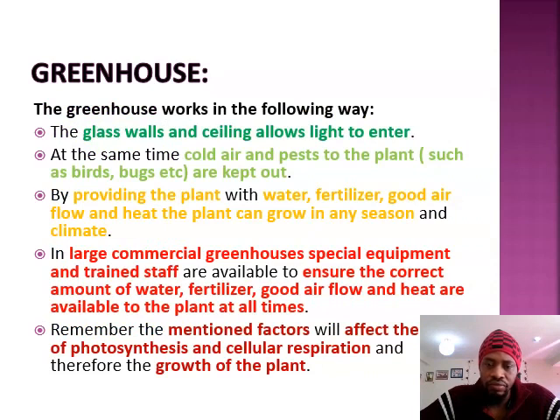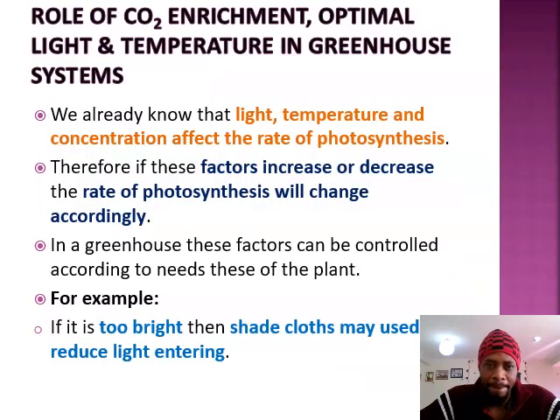So, in commercial greenhouses, we have the employment of special trained staff so that they can always ensure that the correct amount of water, correct fertilizers, good airflow, and heat are available to plants at all times. Okay, that's how greenhouses are. You can control the environment. Okay, these are the ways that you can control. If it's too bright, you can use close to shade to reduce the amount of light, and you can control so many things inside a greenhouse.